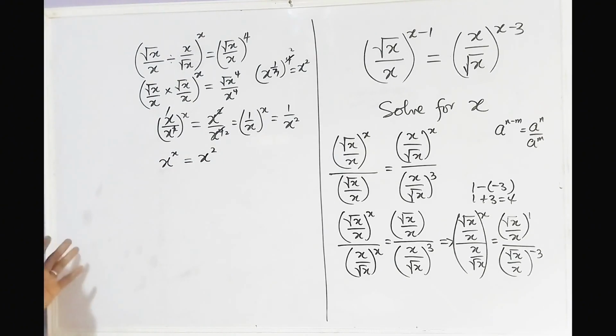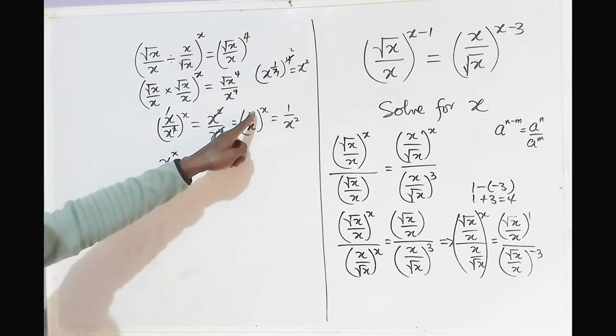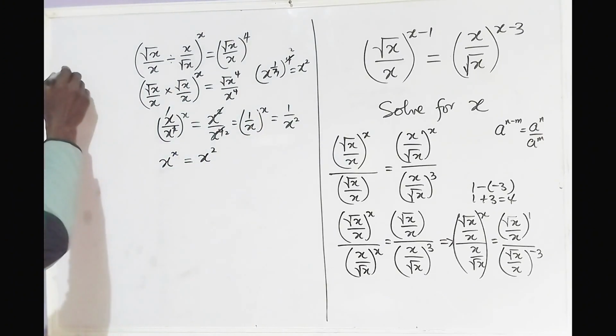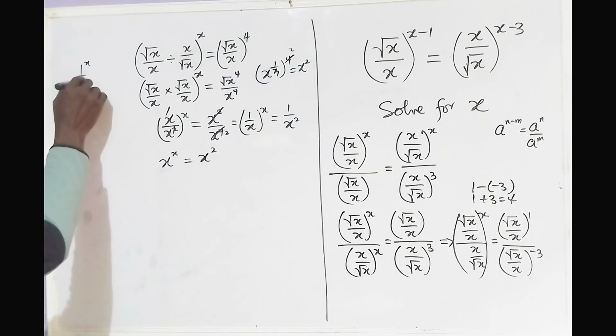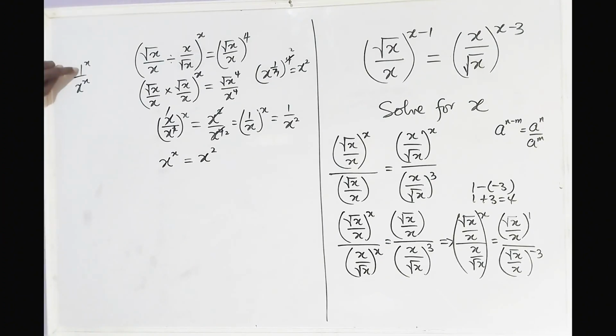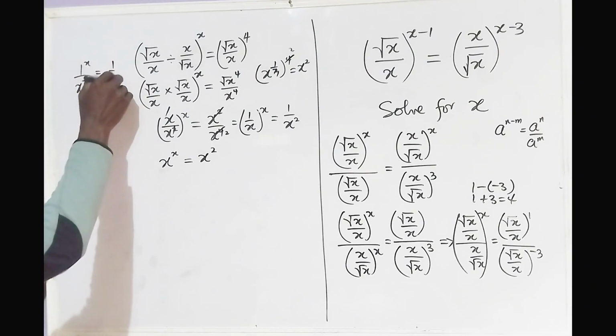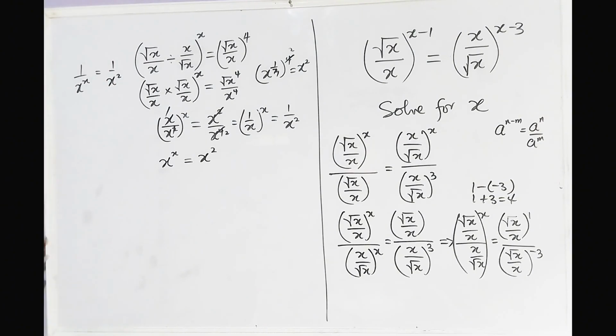Now you might be asking why. If we distribute, 1 raised to the power of x is like saying 1 raised to the power of x all over x raised to the power of x, and 1 raised to the power of anything is always 1. 1 raised to the power of anything is what? 1. So equals 1 over what? x raised to the power 2. So if this one is 1, we can actually say x raised to the power of x equals what?